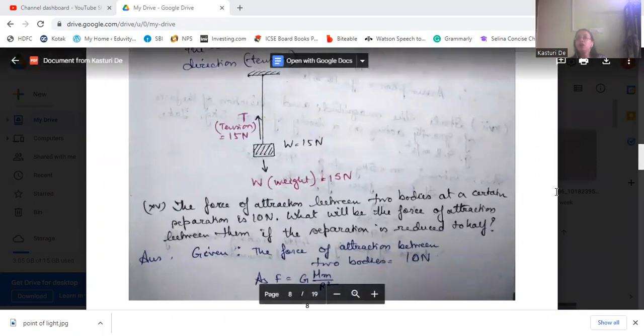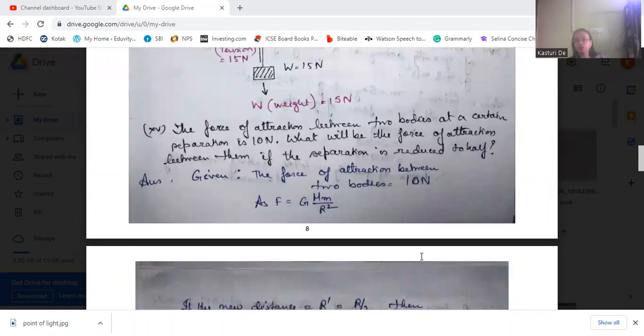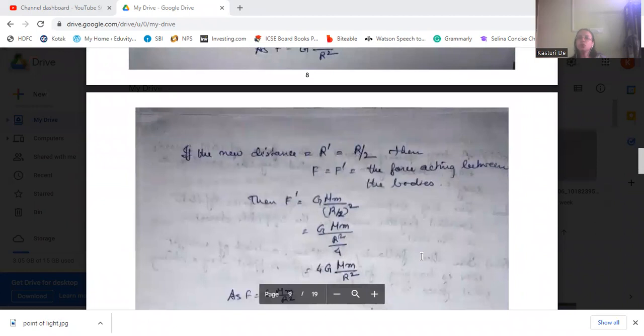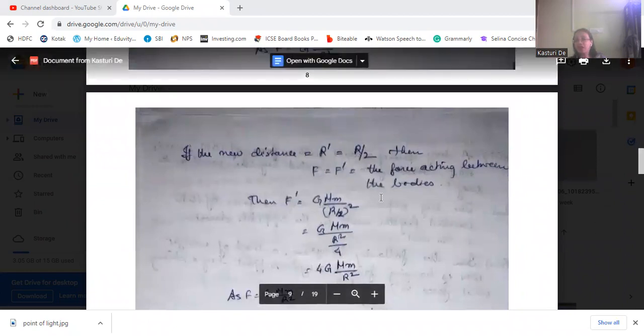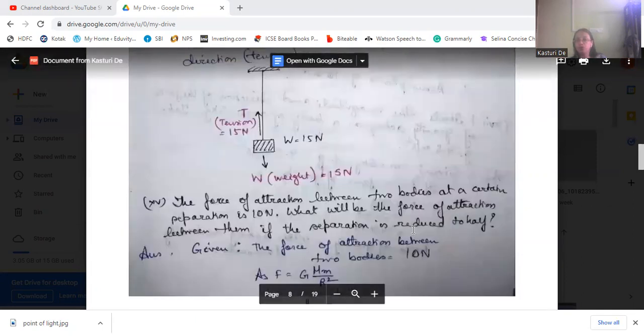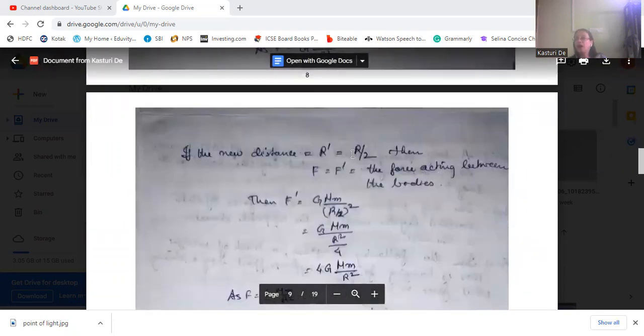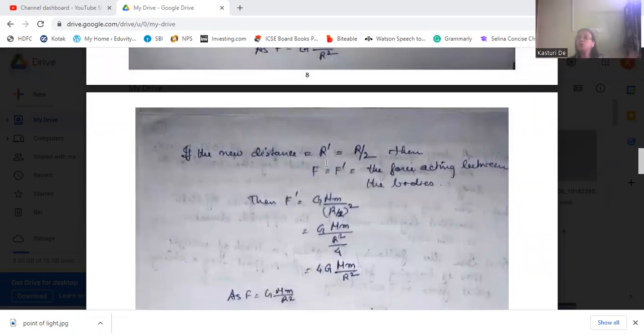The force of attraction between two bodies at a certain separation is 10 Newton. What will be the force of attraction between them if the separation is reduced to half? So given the force of attraction between the two bodies is 10 Newton, as per the formula, we know that F is equal to G M M by R squared. Okay. So the new distance R dash is equal to R by 2. Here the radius is reduced to half. That's why R dash, the new distance, is equal to the original radius halved.